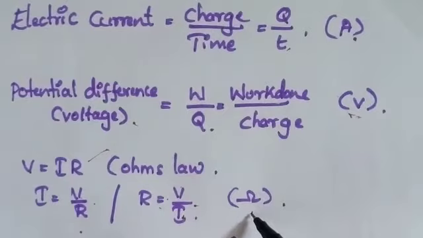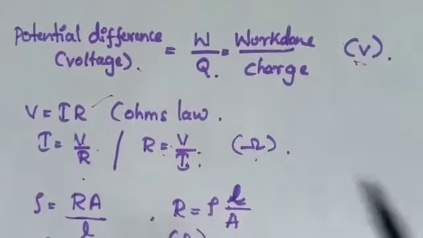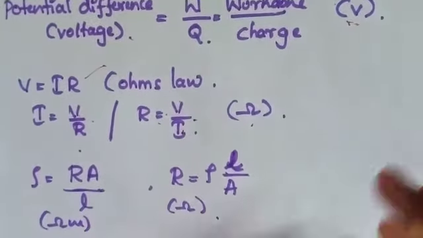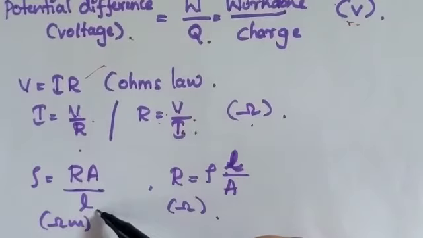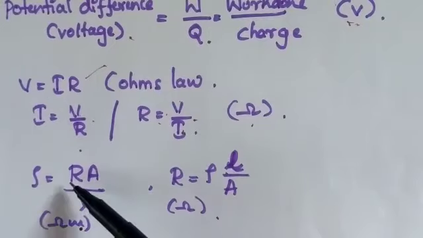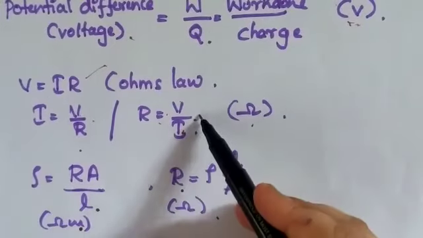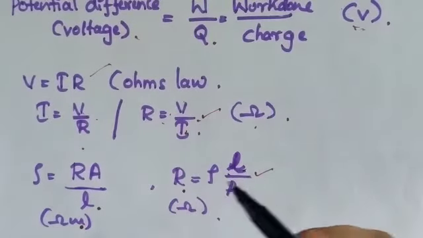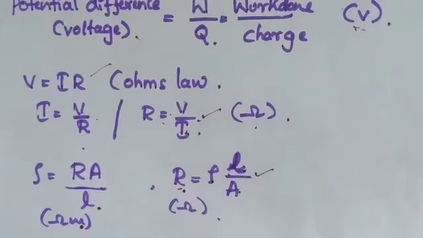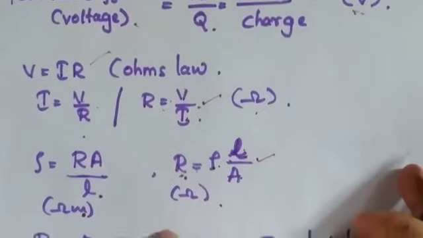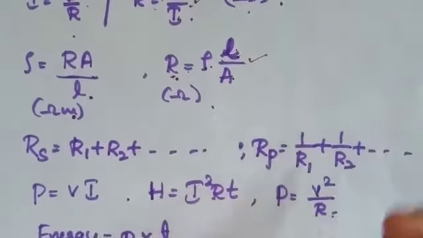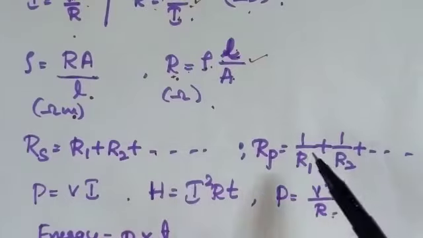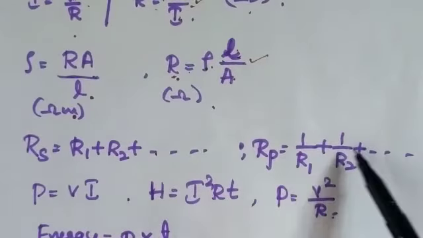Resistance is represented by ohm here. Next, resistivity equals RA by L, that is the formula. Resistivity SI unit is ohm meter. Similarly, the formula for resistance: when the length, area and resistivity are given, in that case we use the formula R equals rho L divided by A. Similarly, when resistors are connected in series, this is the formula. When resistors are connected in parallel, this is the formula.